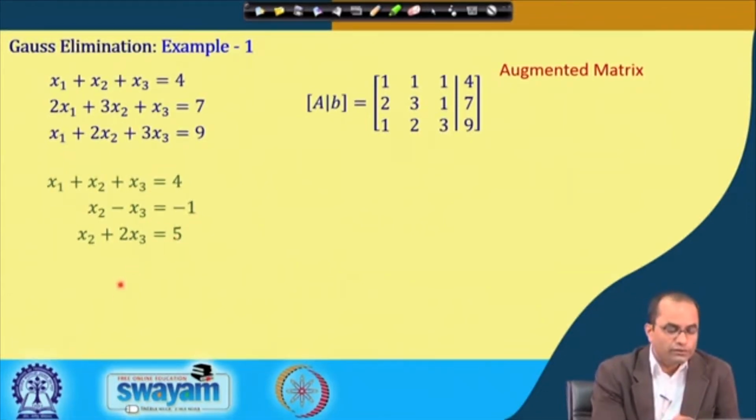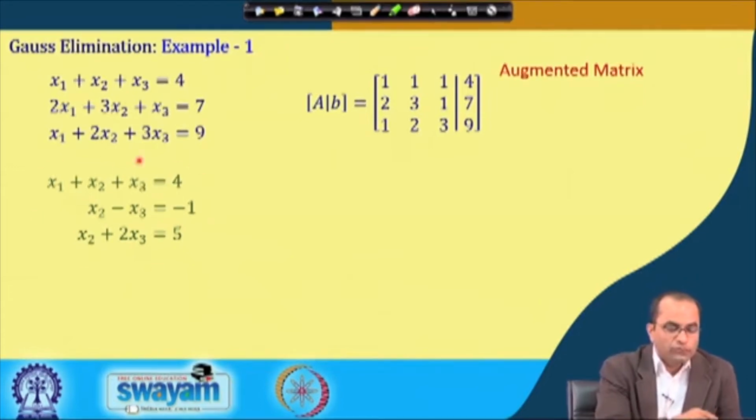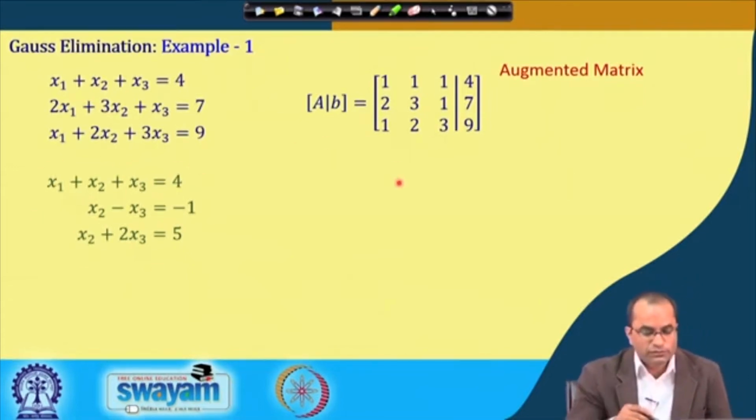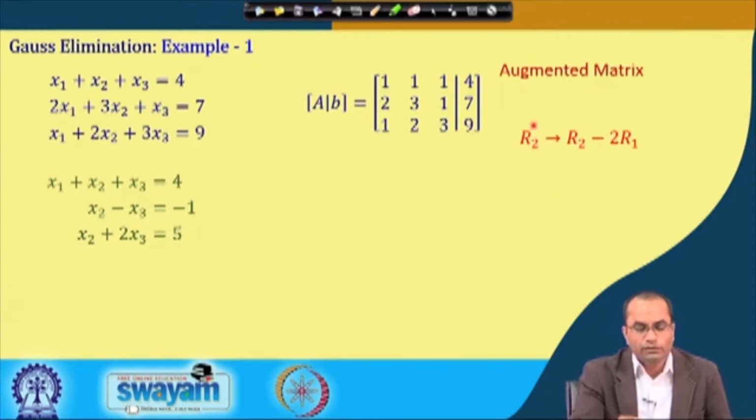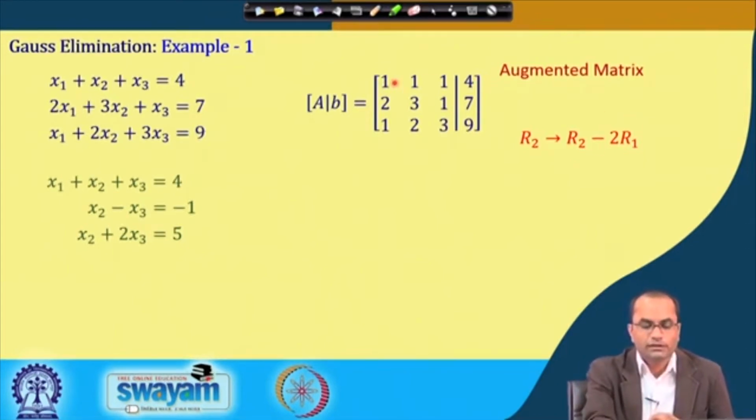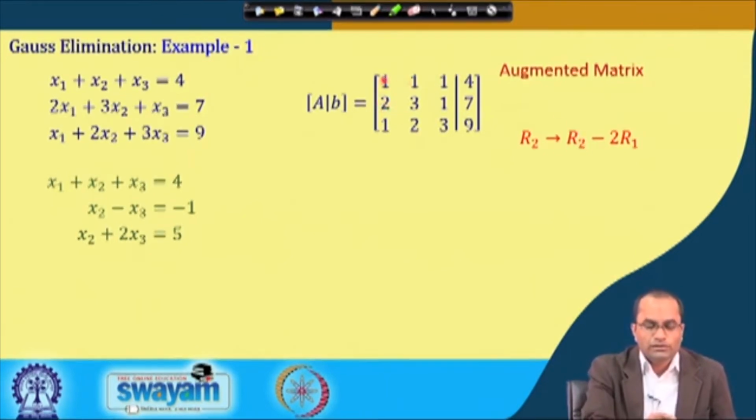But before we go to the next step, let us look at this in terms of the matrix. What we do is an elementary row operation, where row 2 will become row 2 minus 2 R1. So, 2 times the row 1 subtracted from R2. R2 is 2, and then minus 2 times this one. So, 2 minus 2, that is 0.